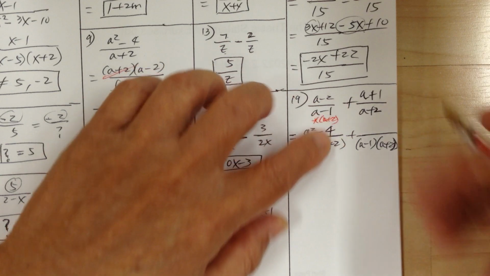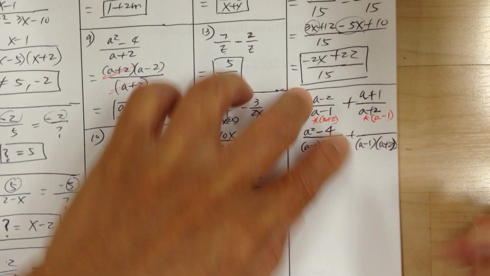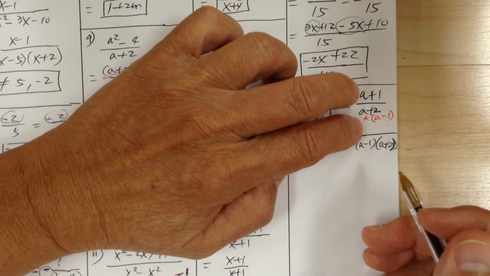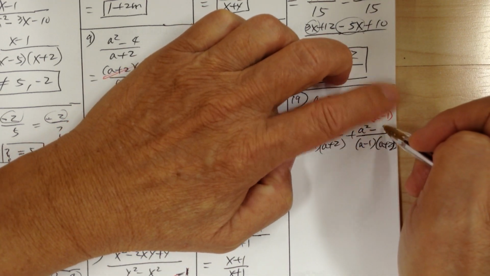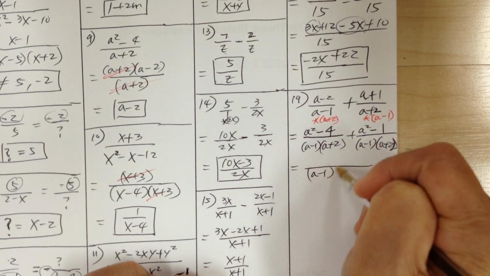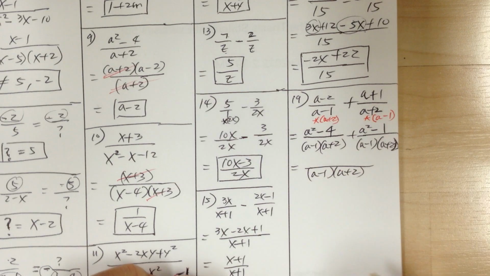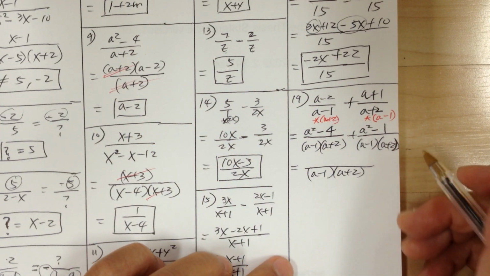Now let's go to the next one. Again, you're missing a minus 1. And again, this is a conjugate. So when you multiply, a times a is a squared. Plus times minus is minus. 1 times 1 is 1. So you can get your common denominator. Now this is addition, so you can just go and add all these things together.